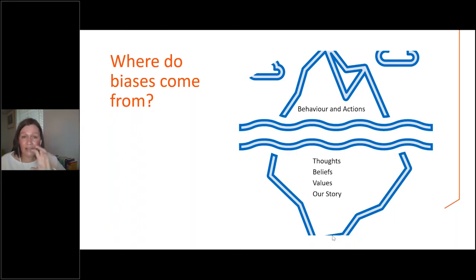But also, this part of the iceberg beneath the surface is where our unconscious bias sits. And all of those themes that have gone on beneath the surface will create those biases.